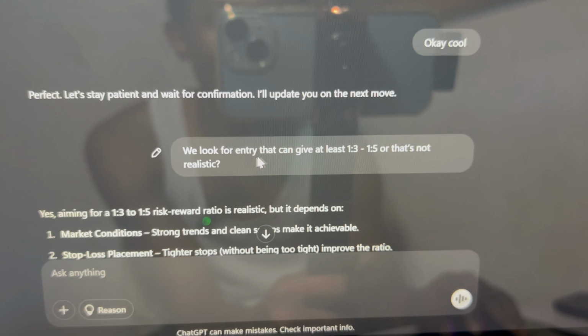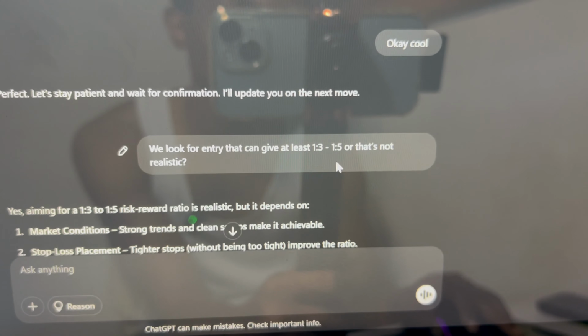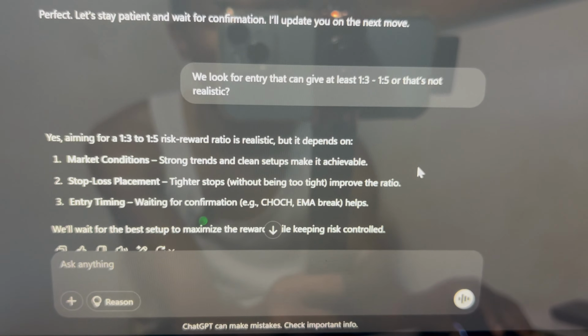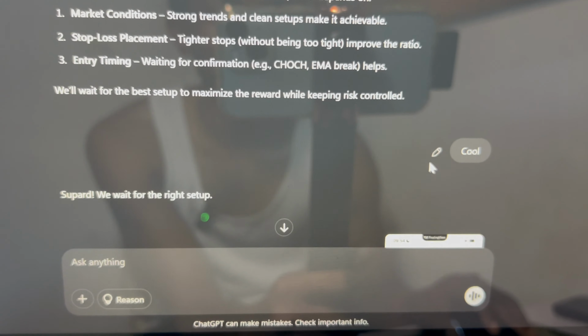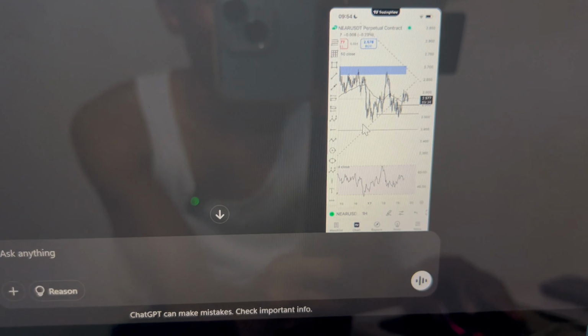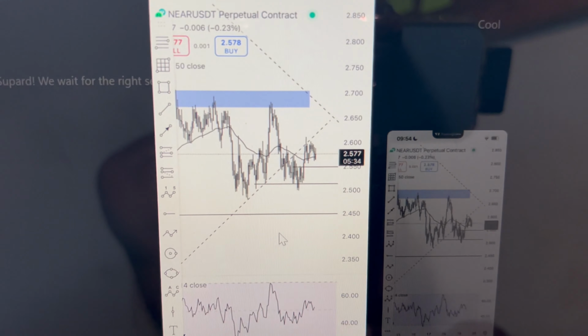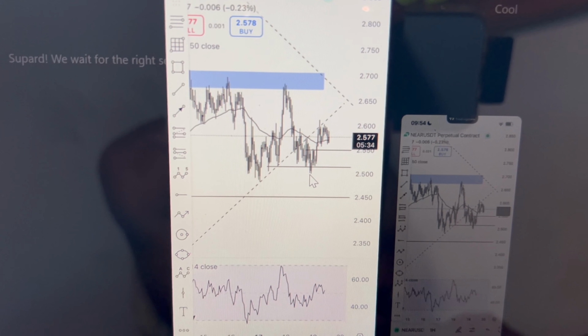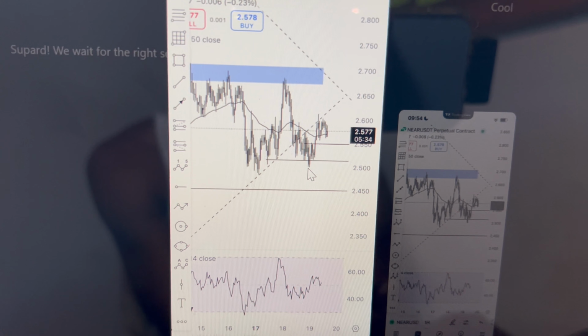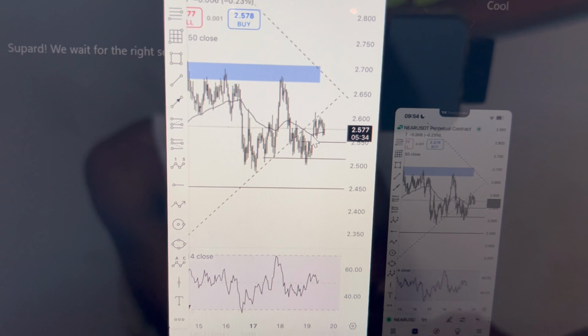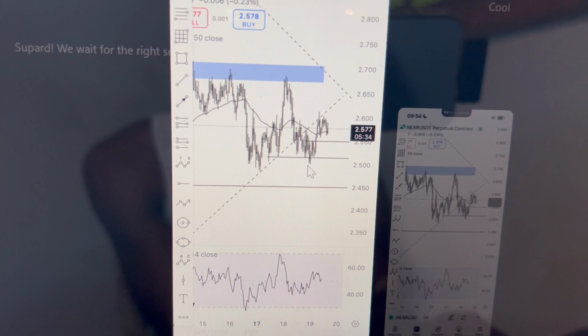So I then said we will look for an entry that can give us a 1-3 risk ratio or 1-5 risk ratio, and it said yes. After that, you can see the price rejected. Imagine I entered from here, it would have been a loss for me, because I wanted to enter here and put my stop loss somewhere here. Exactly, so it would be a loss.